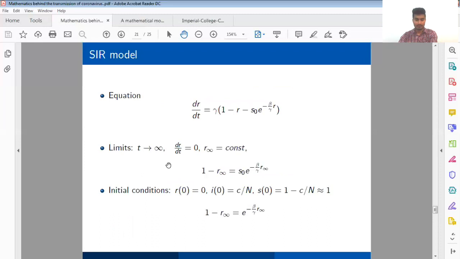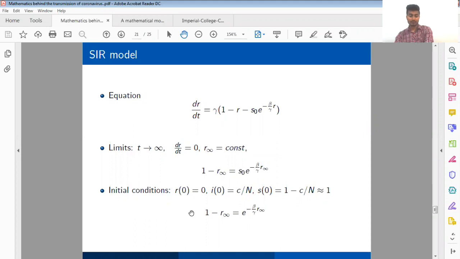So the derivative of R is going to be zero. So R infinity, which is the size of the people infected, is going to be constant. And we can get an equation out of that. And the initial condition we can impose on these.